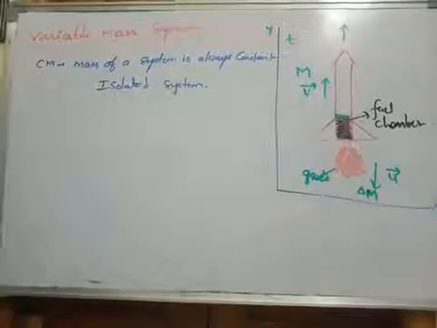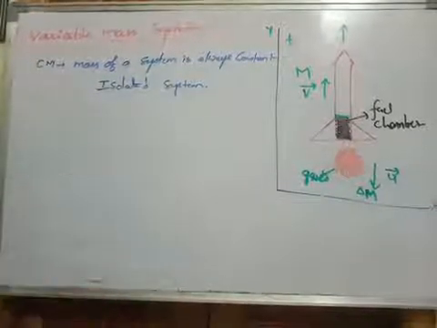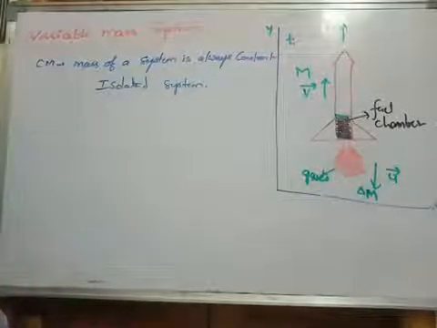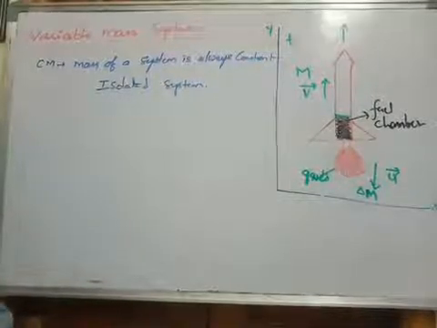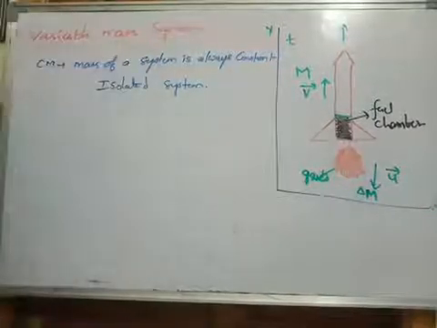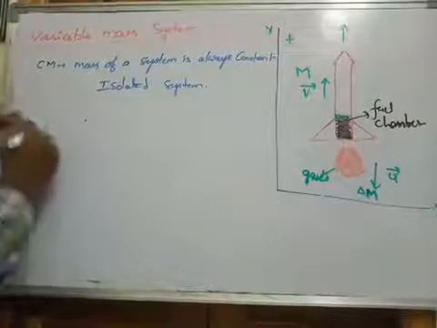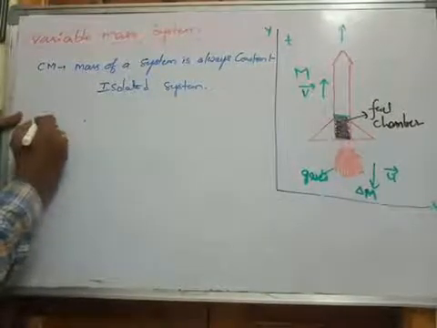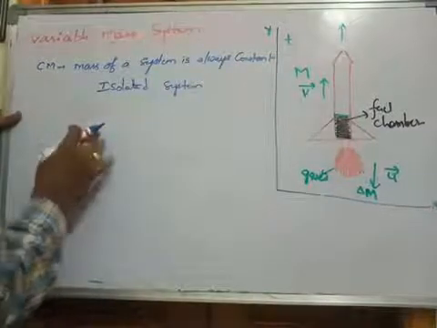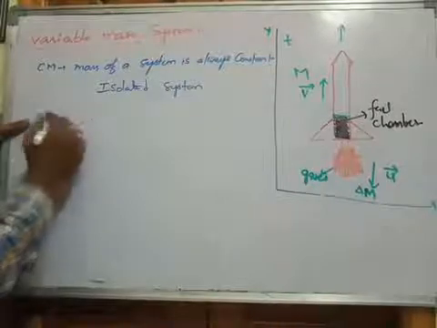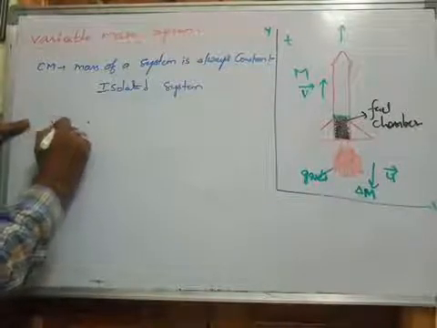But there are a few systems whose mass continuously varies over a period of time. These systems are called variable mass systems: systems in which mass is varied continuously over a period of time.